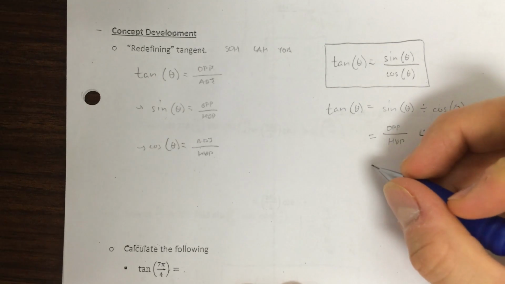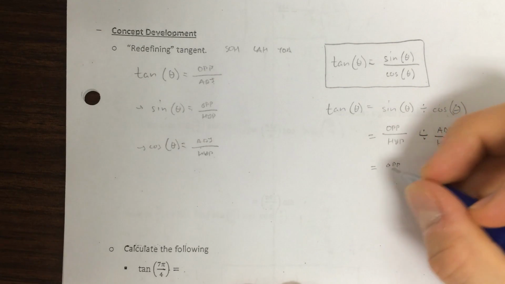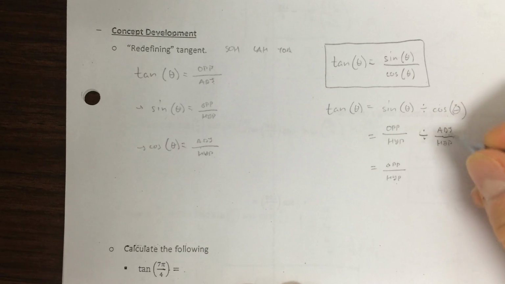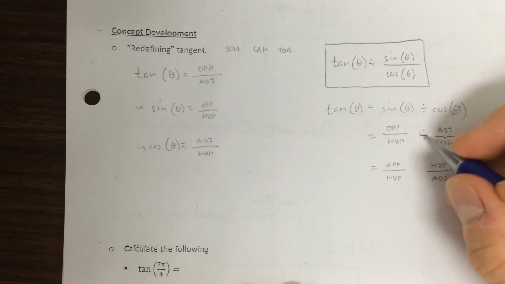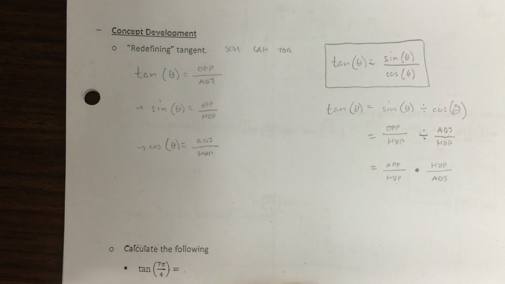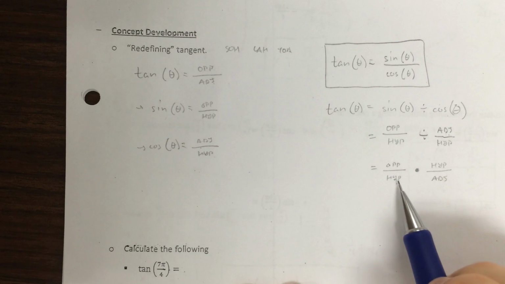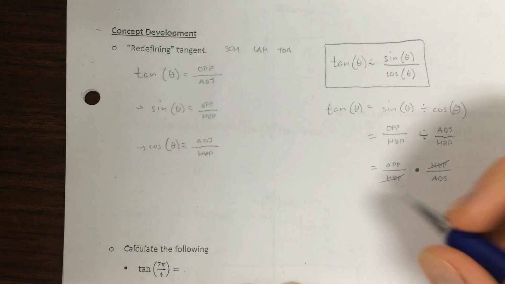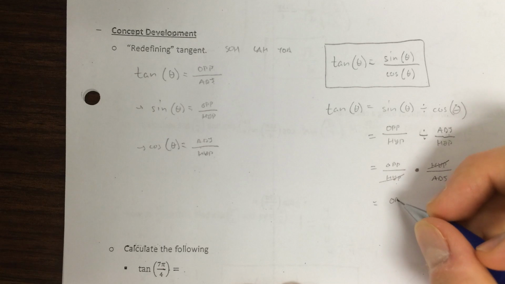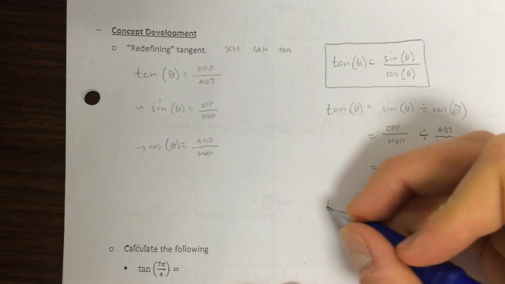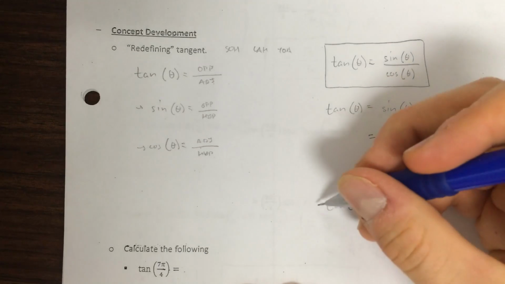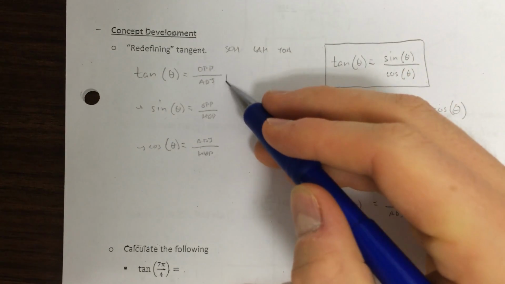Now we're just dividing fractions. And in order to divide fractions, we keep the first fraction the same. We take the reciprocal, or we flip the second fraction. In this division, we turn that to multiplication. And what we noticed here is that the hypotenuse, we have one in the numerator and denominator. These would divide out. And what we end up with is tangent is opposite over adjacent, which is our definition here.